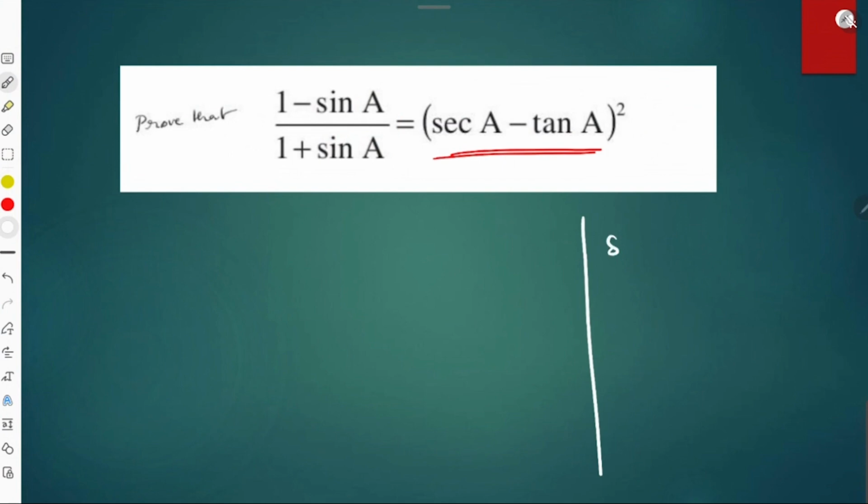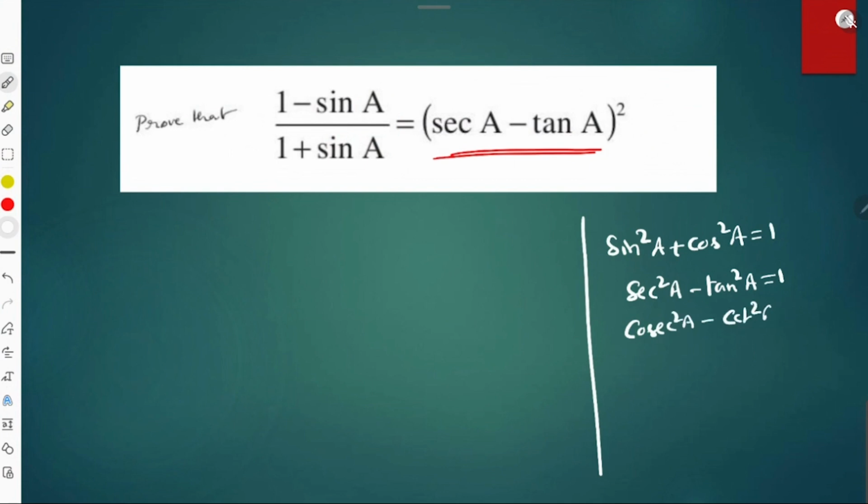What are the three identities we have? Sin square A plus cos square A equal to 1, secant square A minus tan square A equal to 1, and cosecant square A minus cot square A equal to 1. Let's see how we apply this. So let's take the LHS of this one. What is the LHS? 1 minus sin A by 1 plus sin A.